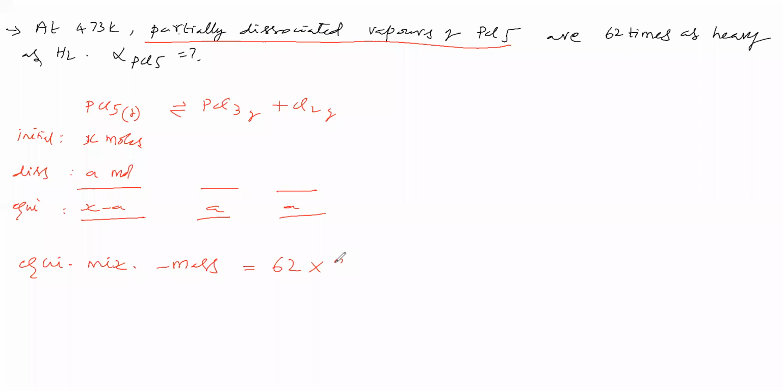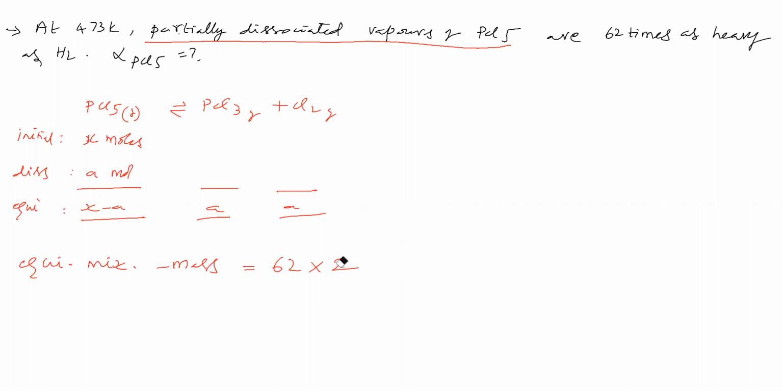Hydrogen molecular mass is 2. As heavy as hydrogen means we have substituted 2. This 2 means 1 mole of hydrogen only, no? That means we have substituted the molecular mass of hydrogen.